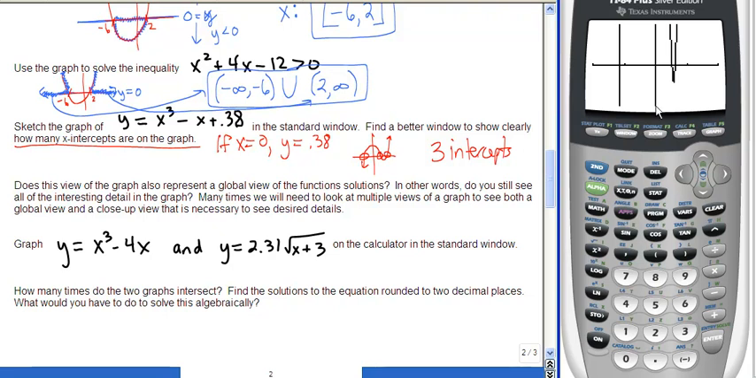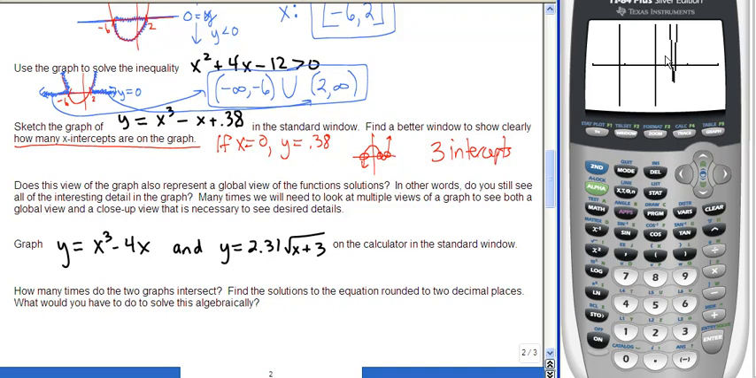So does this view of our graph, this little narrow view that's showing us that we have 3 intercepts, represent a good window for a global view of this graph? No, it doesn't show us that nice cubic shape that we're used to. But if we hadn't zoomed in, we would have missed the fact that there were 3 zeros here. So sometimes you have to use multiple views of a graph. You might need a global view with a bigger window dimension and a closer up view that's necessary to see those smaller details. So you may have to jump back and forth between different windows.